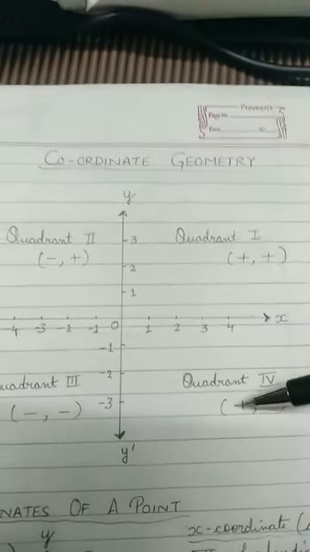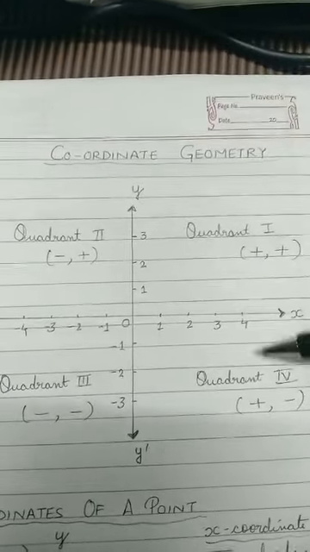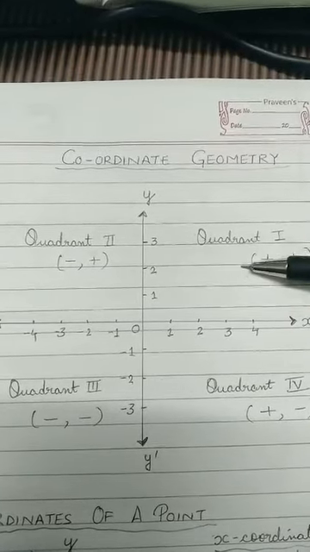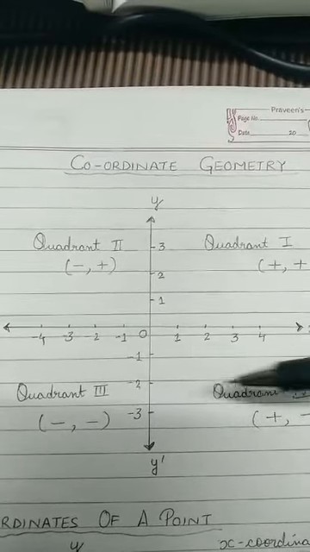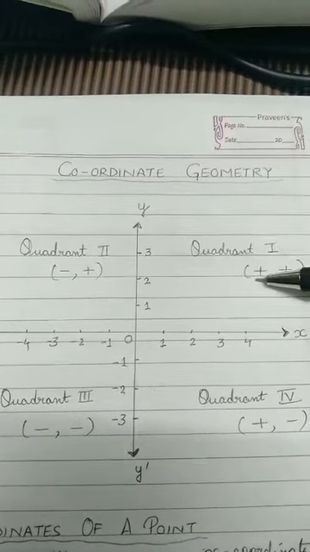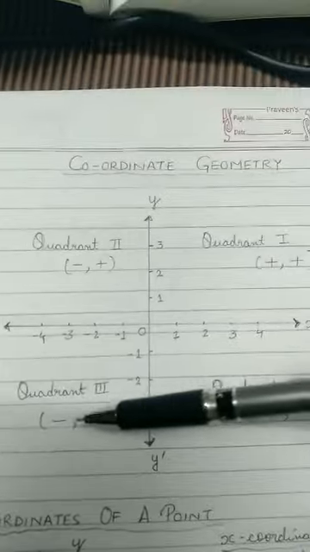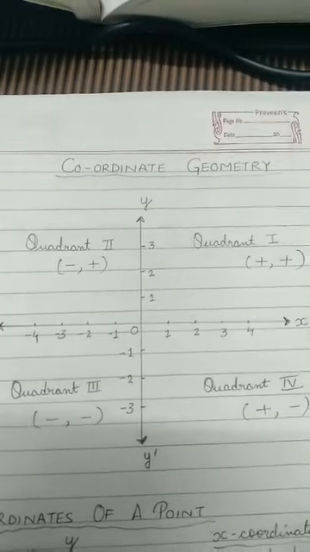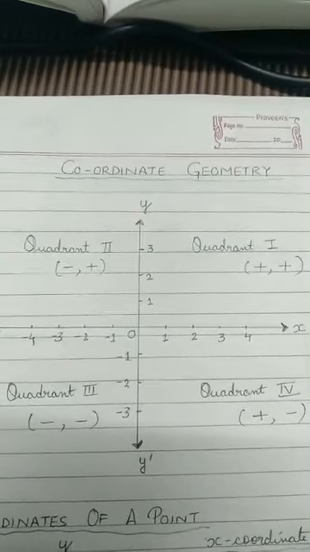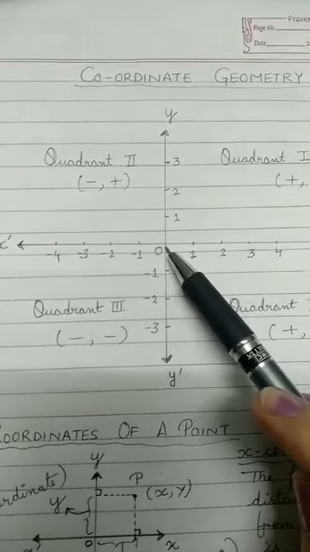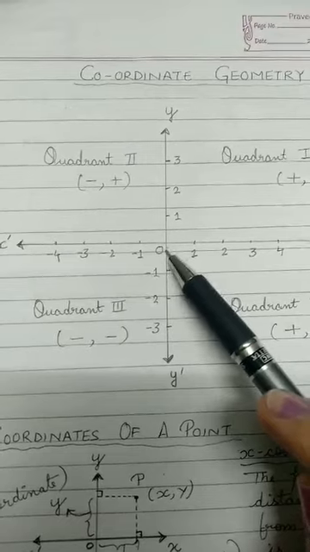So even just by looking at the points, you can easily tell where it is going to be plotted, whether it is going to be a part of quadrant 1, 2, 3 or 4, because quadrant 1 plus plus, quadrant 2 minus plus, quadrant 3 minus minus, and quadrant 4 plus minus. And yes, of course, the coordinates of origin is always (0, 0).